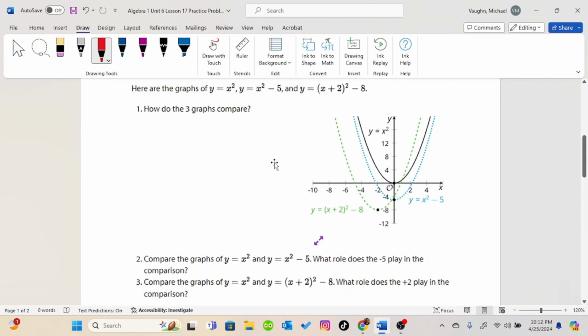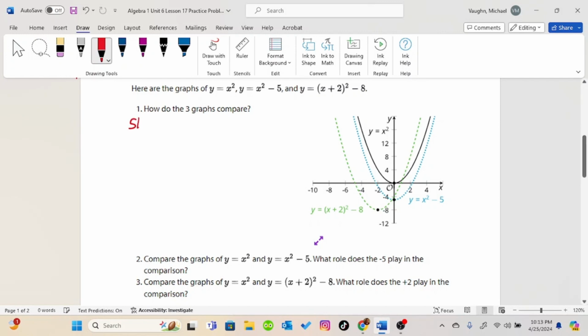Here are the graphs of y equals x squared, which is the black line, y equals x squared minus 5, which is the blue line, and y equals x plus 2 squared minus 8, which is the green line. How do these three graphs compare? So we can see that they are all parabolas opening upward. They're just in different locations.